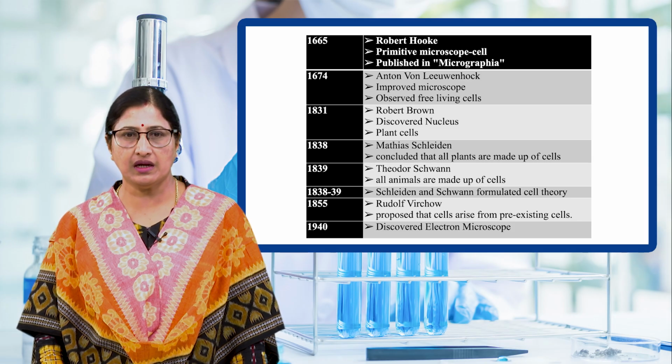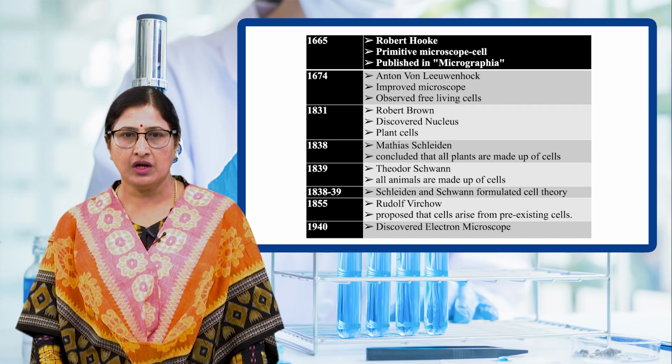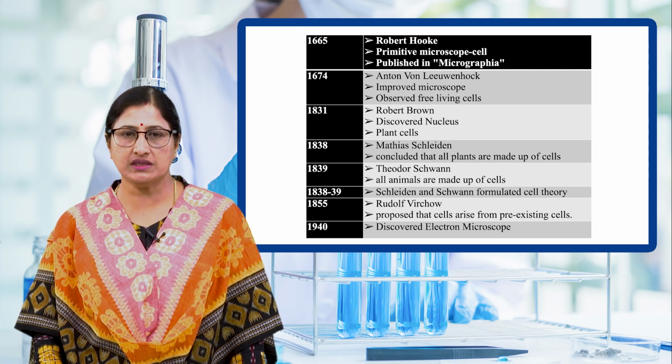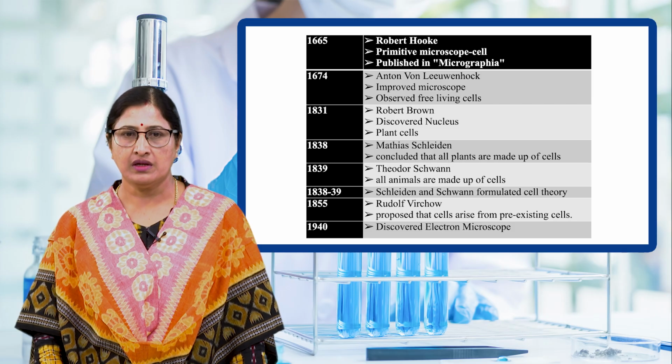In the year 1838, Matthias Schleiden concluded that all plants are made up of cells, and in the year 1839, Theodor Schwann proposed that all animals are made up of cells. In the year 1838 and 39, T. Schleiden and M. Schwann formulated cell theory. In the year 1855, Rudolf Virchow proposed that cells arise from pre-existing cells. In the year 1940, electron microscope was discovered.